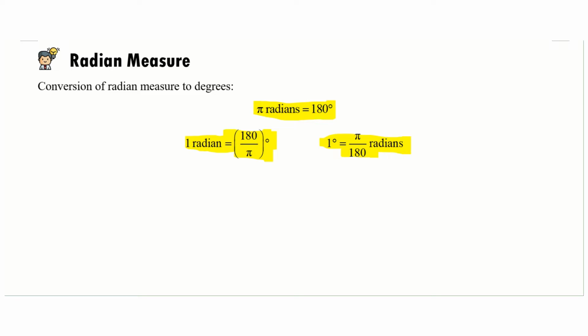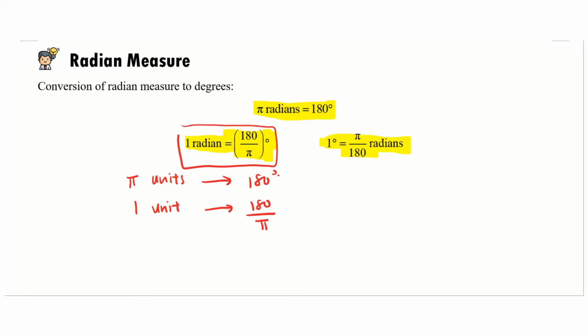How we understand this is just like how in primary school, we understand as though pi units, thinking that pi is just a number, will be 180 degrees. And if you are going to find out what is the value of 1 unit, we will usually take 180 divided by pi. So therefore we are able to tell that 1 radian is equal to 180 over pi degrees. We can do the same on the opposite side, in order to achieve this.